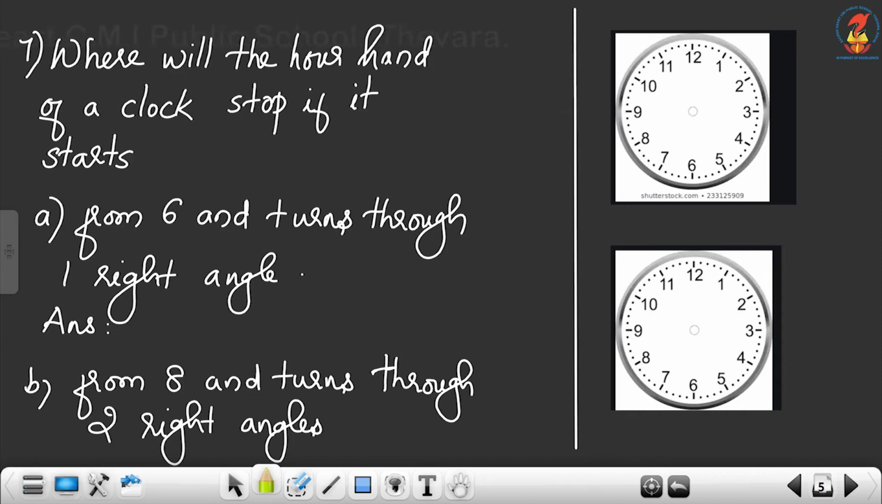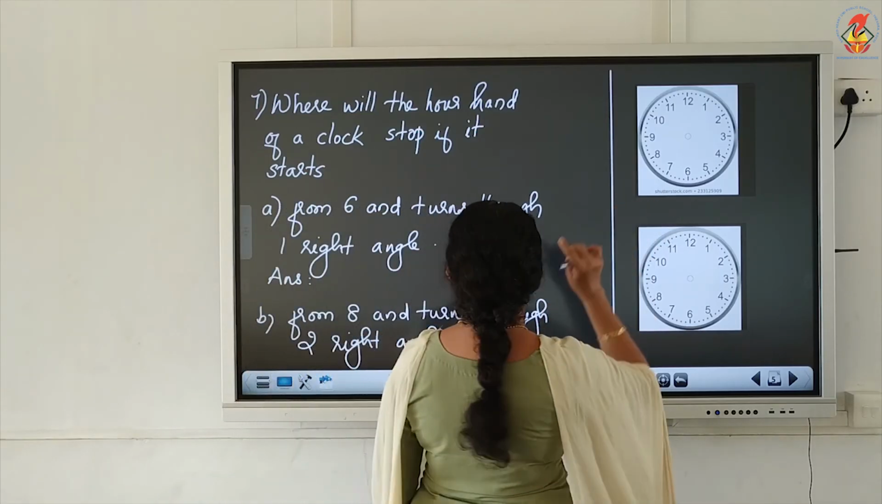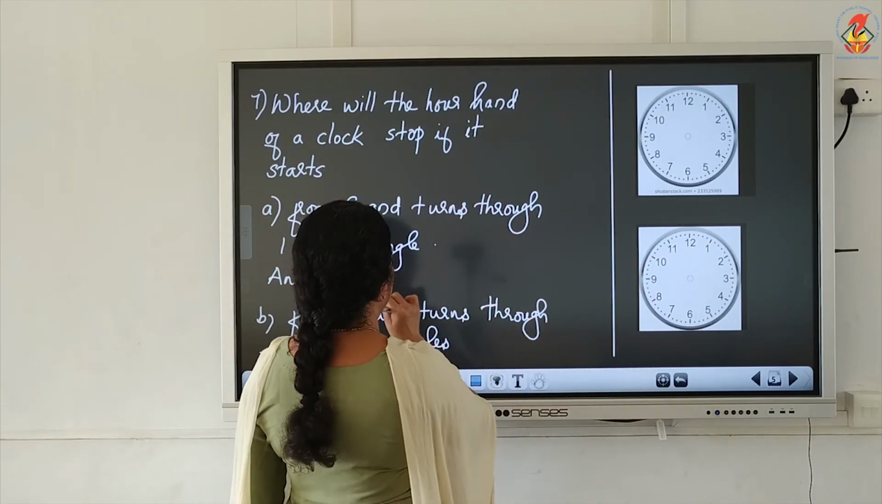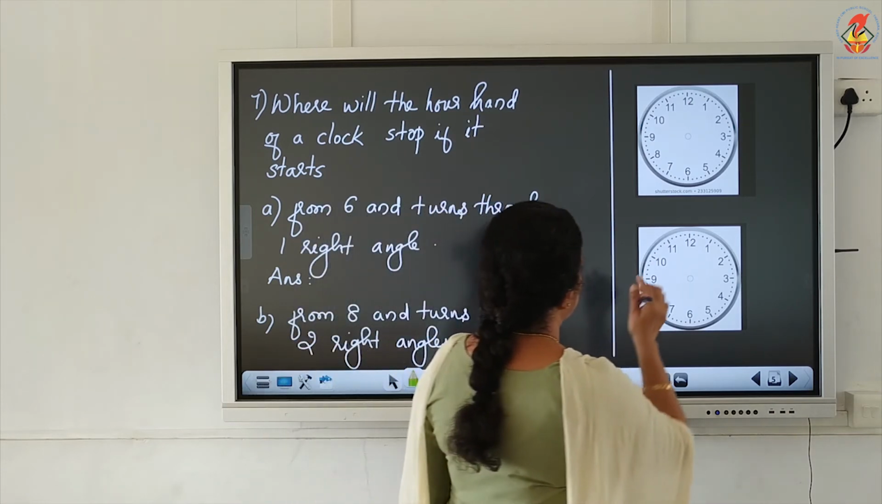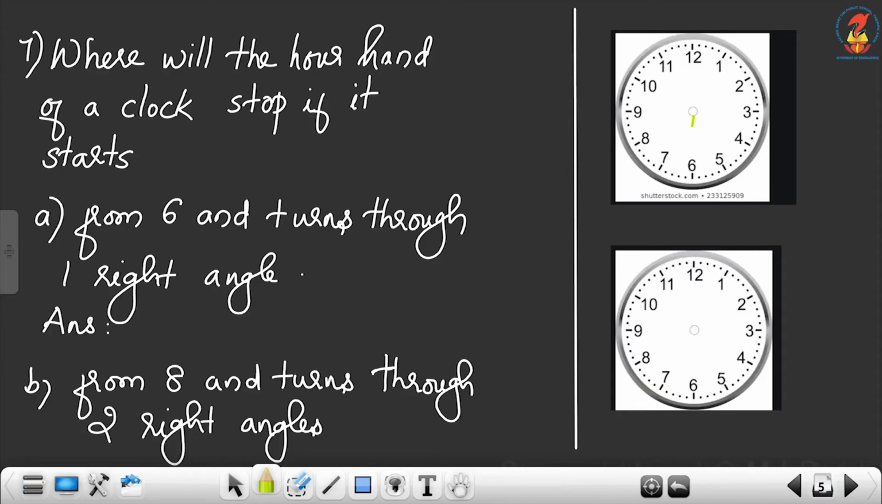Next question. Where will the hour hand of a clock stop if it starts from 6 and turns through one right angle? So you have to draw the clock face and look at the question. The hour hand starts from 6 and turns through one right angle.